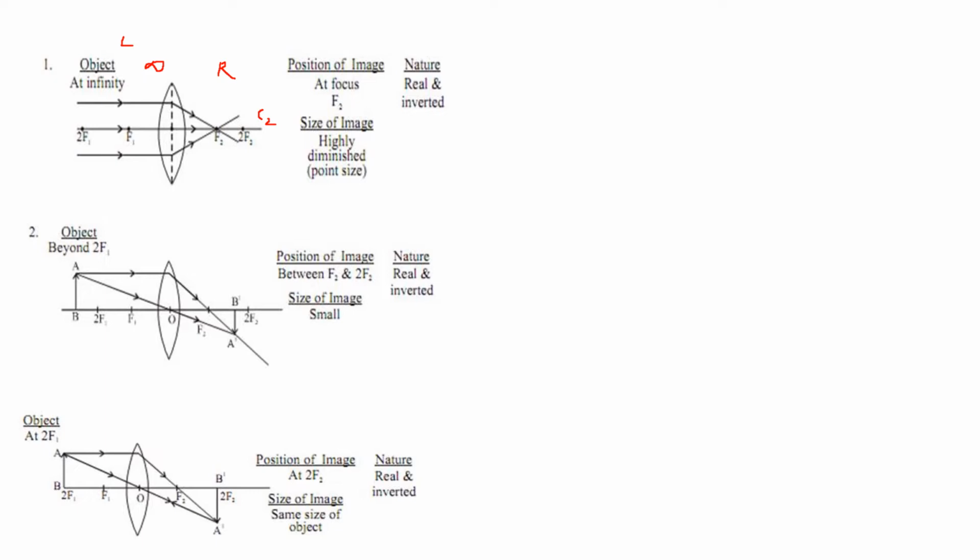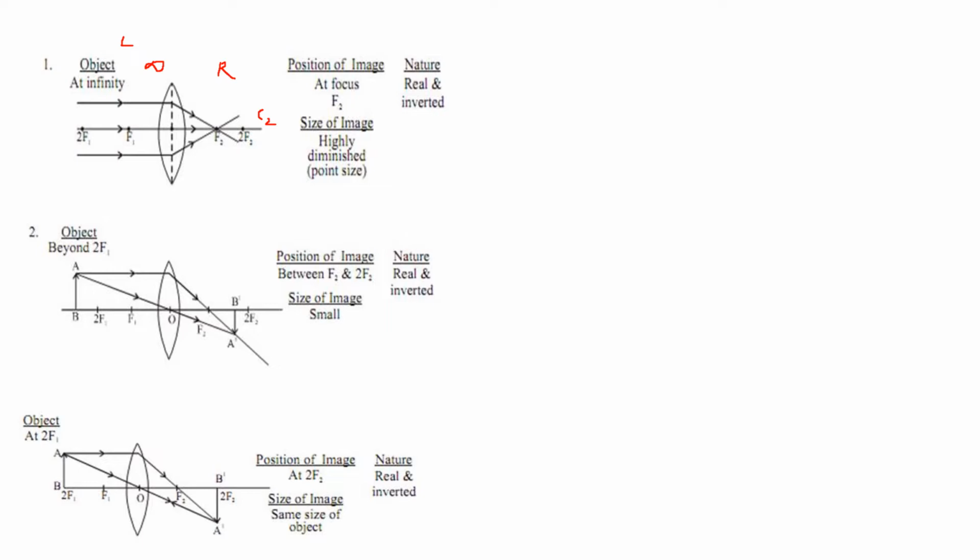Now in case of the object where the object is at infinity, I have taken two rays. It is very important to take two rays if you want to form an image, right? So they are parallel to the principal axis. This is my principal axis. After refraction, it converged at a point f2.